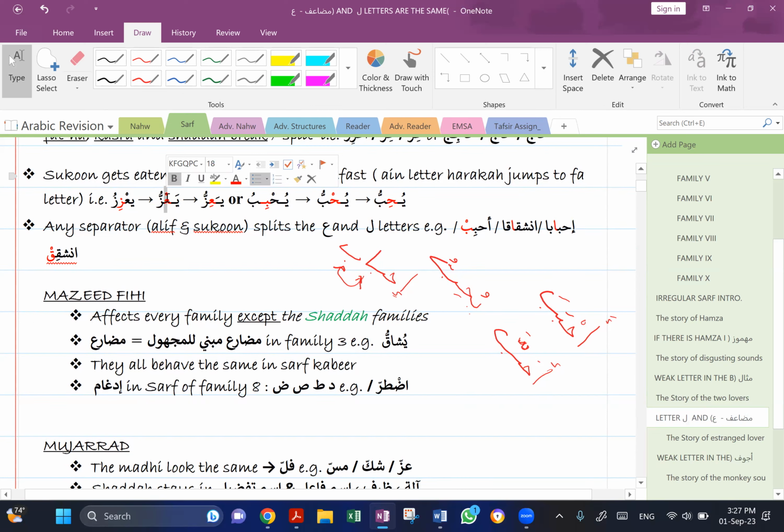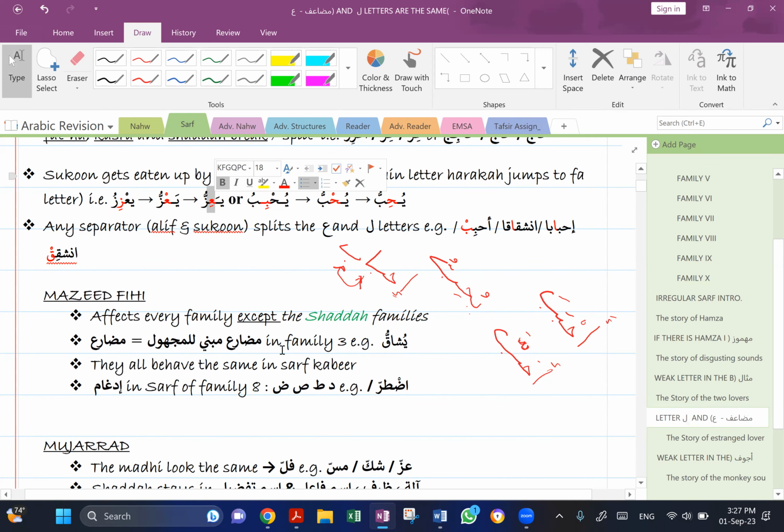So they're like, okay, what do we do? So they got rid of the sukoon. And when they got rid of the sukoon, remember there was a kasra that disappeared here. So they're like, oh, let's bring the kasra back. So the kasra came back. That's how you have ya'izzu.